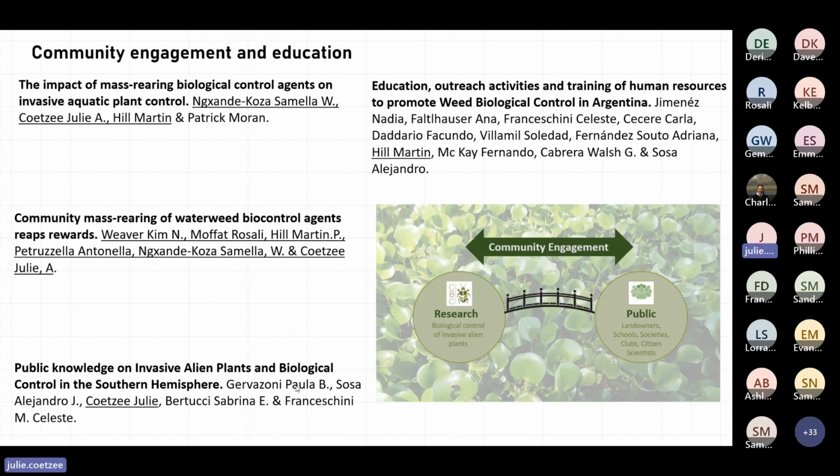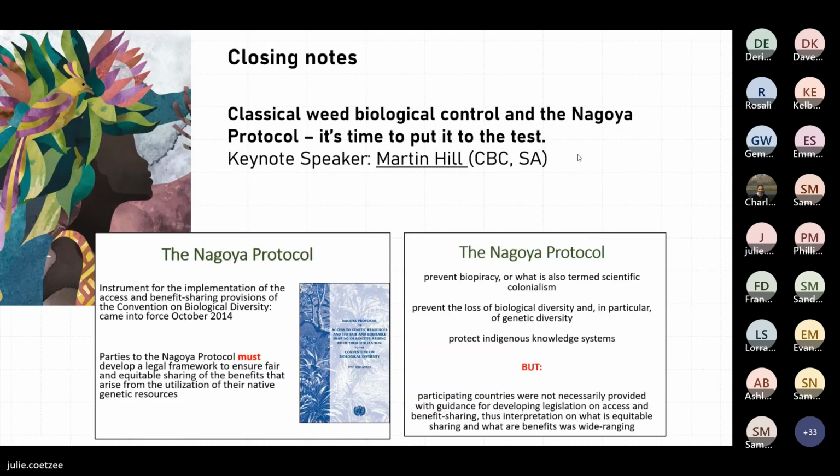We then have also worked with our colleagues in the Southern Hemisphere, in South America, on education, outreach, and public knowledge on biological control that can be used in South America, which is, as I said, typically the donor of all these biocontrol agents, but not necessarily the receiver. And so a lot of work is being done on understanding what the public understand, and then doing these education and outreach activities. And this is building this bridge between research and the public so that we can improve biological control.